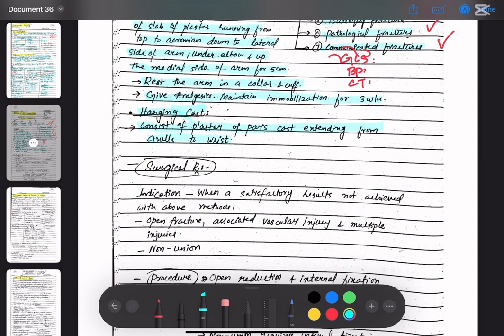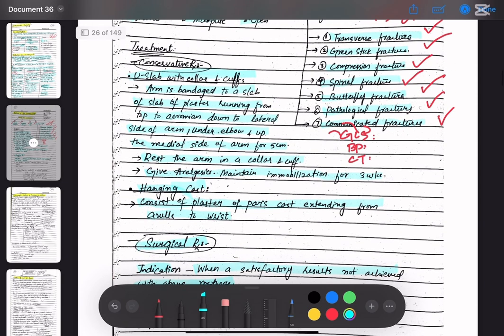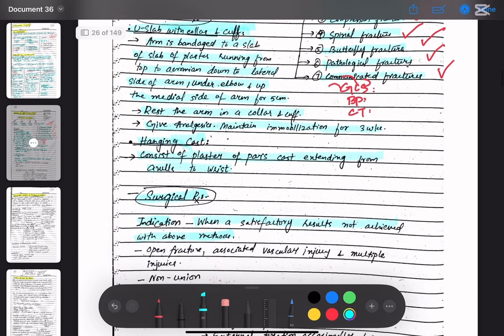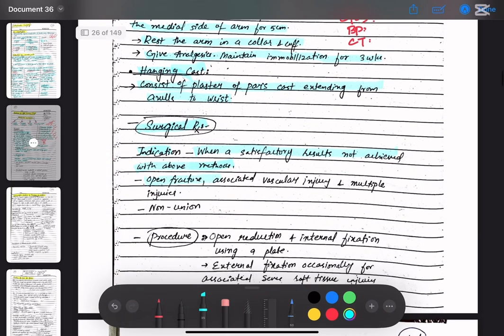And the surgical treatment is indicated when a satisfactory result is not achieved with the above methods, that is hanging cast and U slab with collar and cuff, and in open fracture, associated vascular injury, multiple injuries, and non-union. If these conditions occur, then we will move toward the surgical treatment.